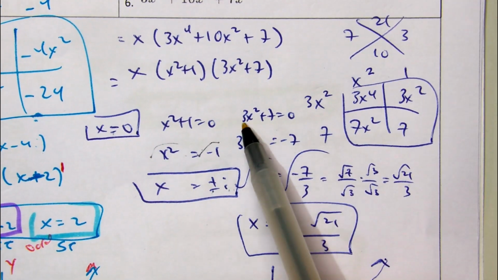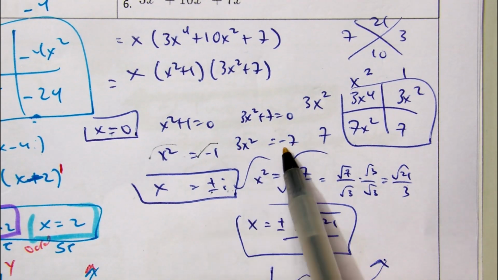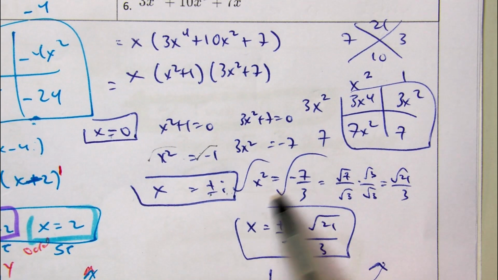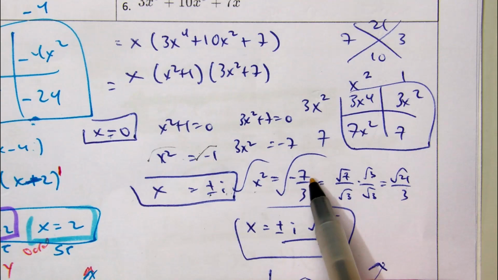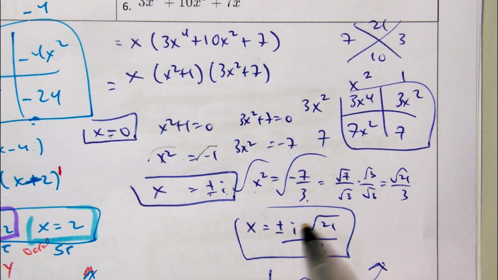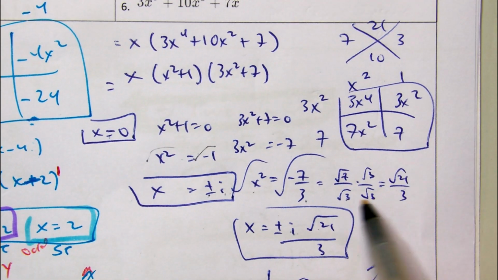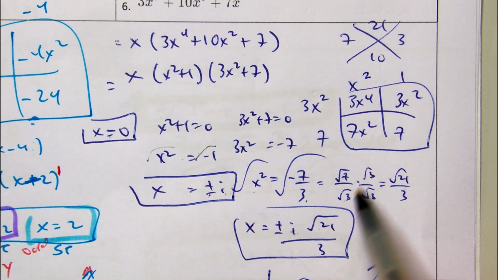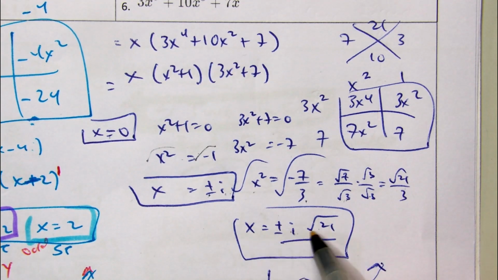The second one, 3x squared plus 7, you'll subtract 7 from both sides, divide by 3, and then take the square root. You have the square root of negative 7 over radical 3. The square root of negative 1 just becomes i out in front. The radical 7 over radical 3, we learned earlier in first semester you have to rationalize. You can't have a radical in the denominator, so you multiply by radical 3 over radical 3. You can change it by 1, you'll get radical 21 over 3. So your answer is x equals plus or minus i radical 21 over 3.